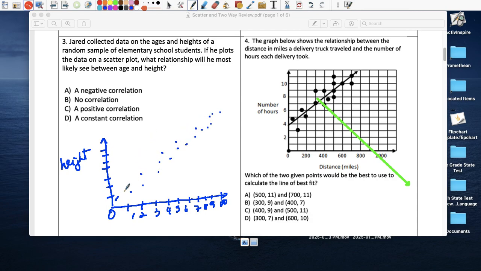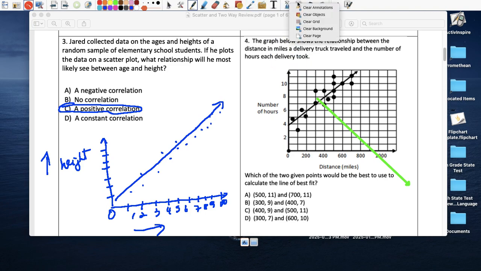They get taller. So you can say that there is a positive correlation because the height increases and the age increases. So if both values increase, that means there is a positive correlation. So the answer to this one would be C. Clear grid? No, clear objects, clear notations.